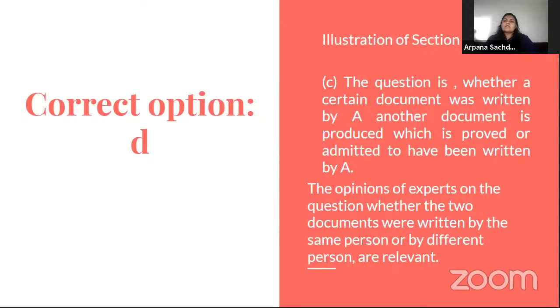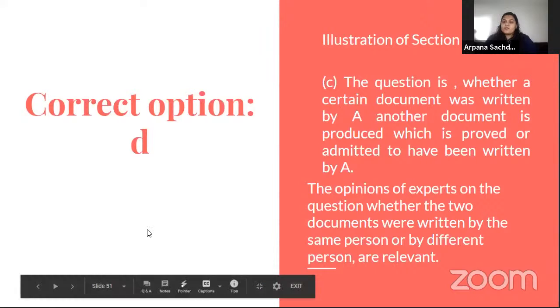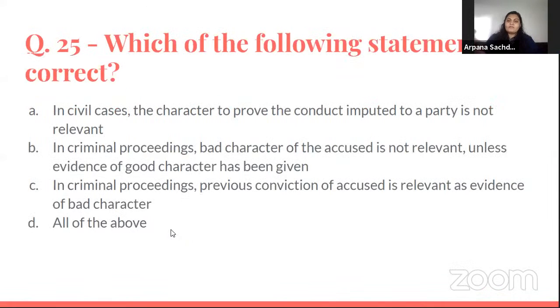Here the question is whether a certain document was written by A. Another document is produced which is proved or admitted to have been written by A. The opinion of experts on the question whether the two documents were written by the same person or by different persons is relevant. Now, this is the last question, question number 25, which says: which of the following statements is correct?